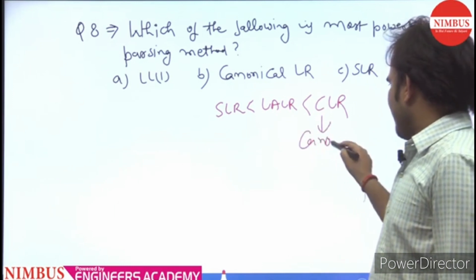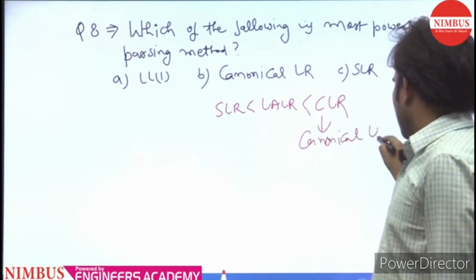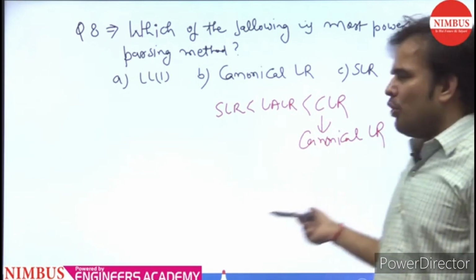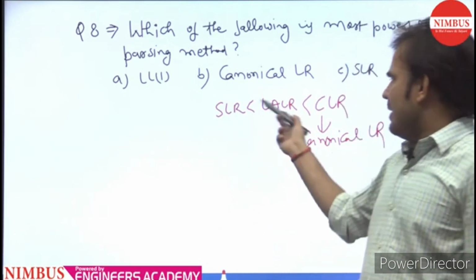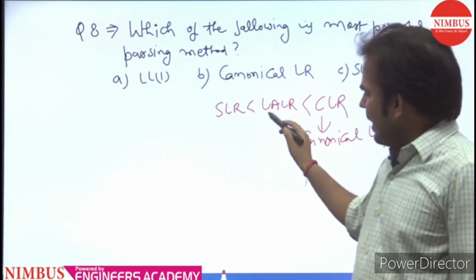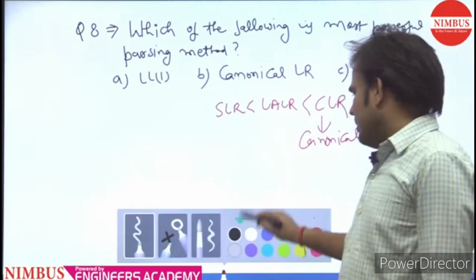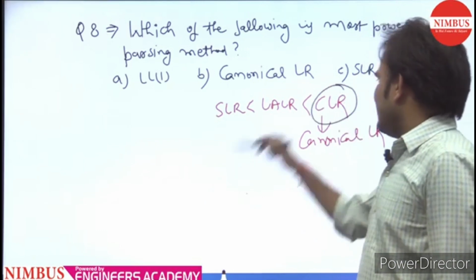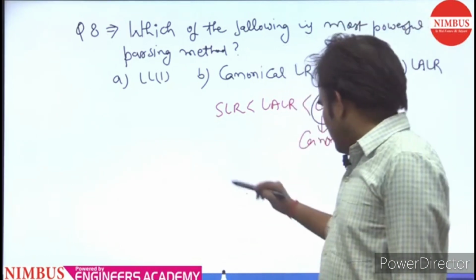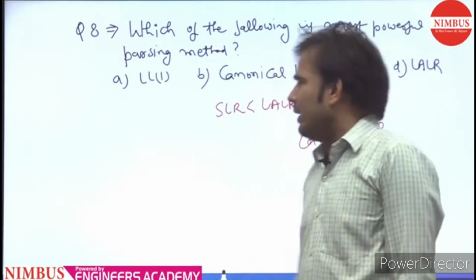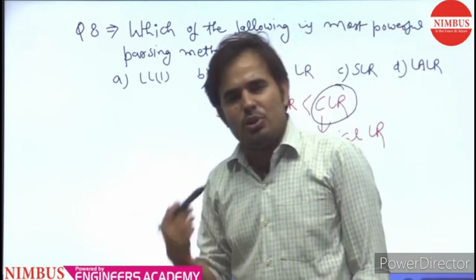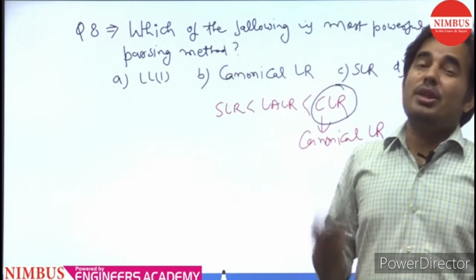Canonical LR. So clearly you can see from here, SLR is less than LALR, and LALR is again less than CLR. So who is the most powerful here? Canonical LR. Okay, so directly you can give the answer to this type of question when you have the concept, the basics of the subject.